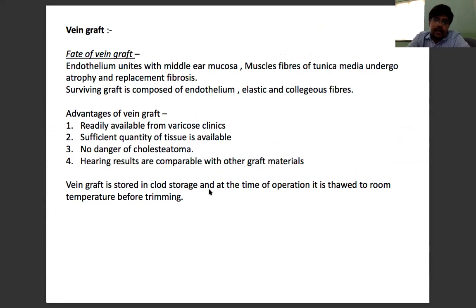So the best graft material is what? Temporalis fascia we consider. Why? Because it is easy to harvest, size is not an issue, it has low basal metabolic rate, and you can use it for overlay and underlay, both techniques. You can tell in the exam also: temporalis fascia. Second, perichondrium or cartilage we can use.